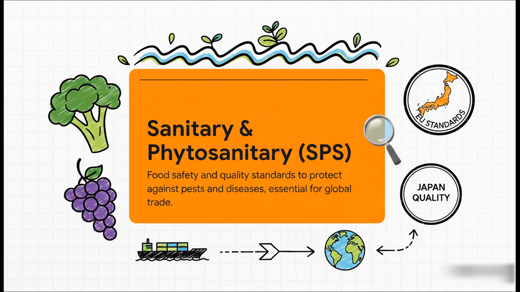Next, SPS measures. I know, it sounds super technical, but it's really just about food safety and quality standards. Here's why it matters. If you want to sell your produce in, say, Europe or Japan, you have to meet their SPS rules. Standardizing these was absolutely essential for Indian agriculture to get into those big, lucrative global markets.